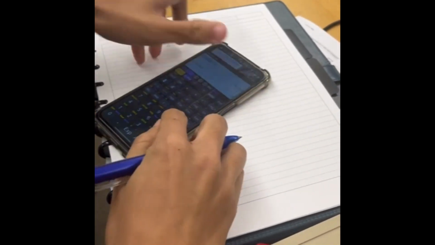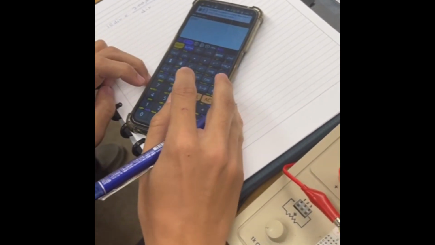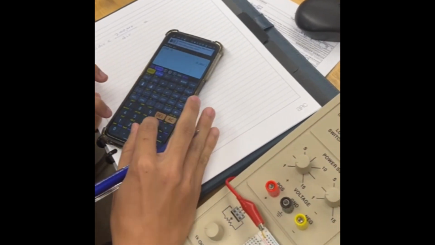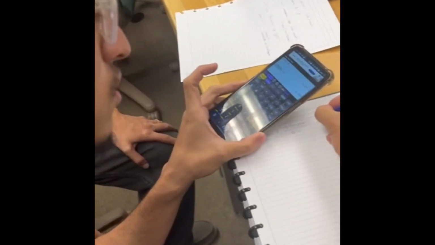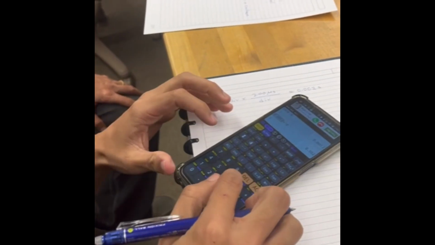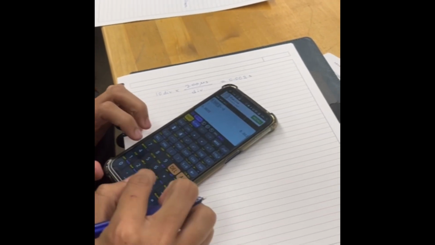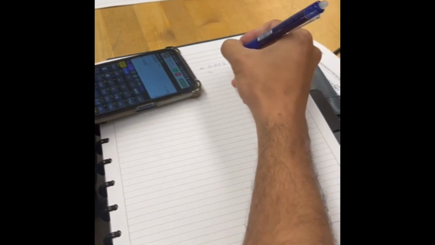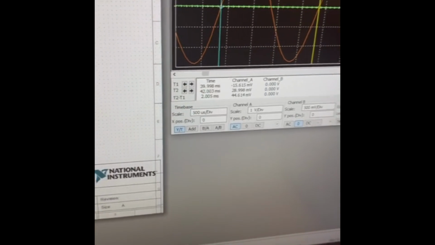We're going to use the calculator. 200 microseconds, times 10 to the negative 6, so we got 0.002 seconds, which is equivalent to 2 milliseconds. That is the period of one cycle. That's the old school method, and as you can see, it also shows up on the Multisim representation.